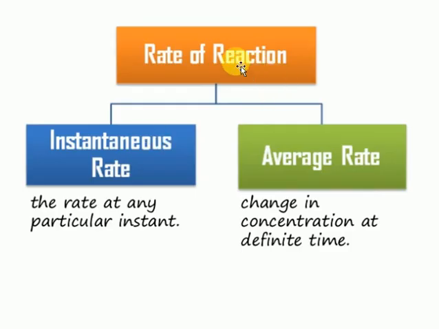Next, the rate of a chemical reaction is classified into two types. You can find the rate of a chemical reaction by two methods: one is the instantaneous rate of a chemical reaction, the other is the average rate of a chemical reaction. What is instantaneous? If you want to measure the speed or rate of a chemical reaction at a particular fixed time, that's called instantaneous. Average rate of a chemical reaction is over large time intervals only.